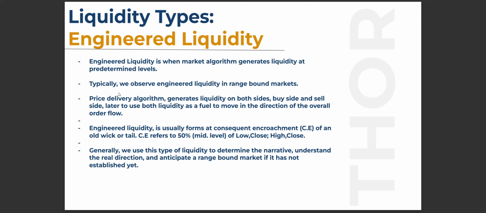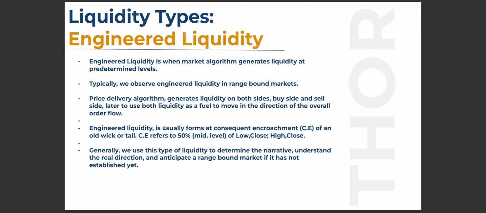Now, typically, we observe engineered liquidity in range-bound markets. We don't see engineered liquidity as much in a trending market. And the price delivery algorithm generates liquidity on both sides, buy side and sell side, and later on, it uses both sides of the liquidity as a fuel to move in the direction of the overall order flow.